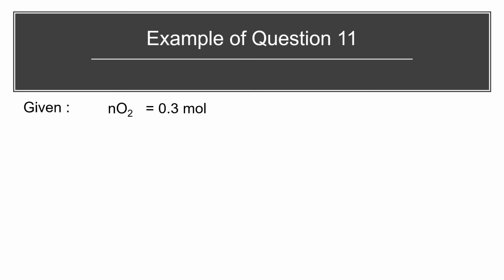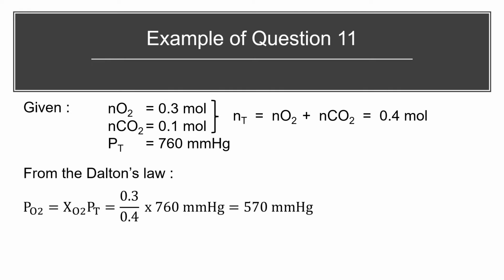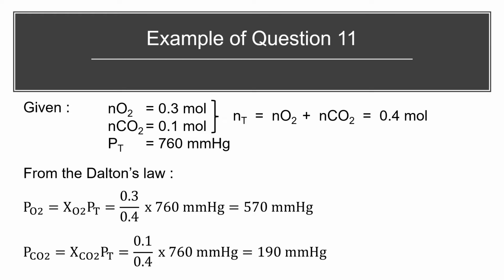Since the number of moles of each gas is given, we can determine the total number of moles of gas in the mixture. By substituting the total number of moles and the total pressure into Dalton's law, we can determine the partial pressure of each gas.